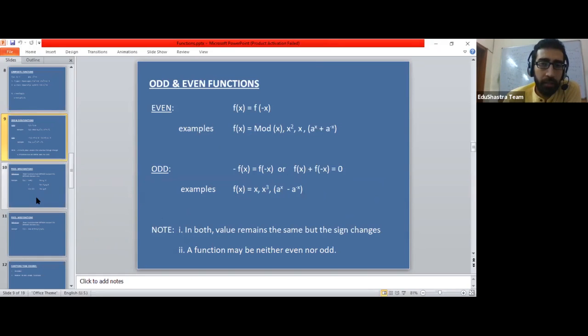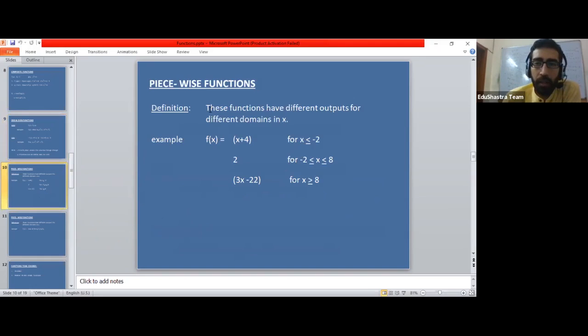And finally, a piecewise function. A piecewise function is one in which the function has different outputs for different domains in x. So a function may be defined such that when x is less than or equal to minus 2, f of x is equal to x plus 4. For x between minus 2 and 8, f of x is equal to 2. For x greater than or equal to 8, f of x is 3x minus 22.